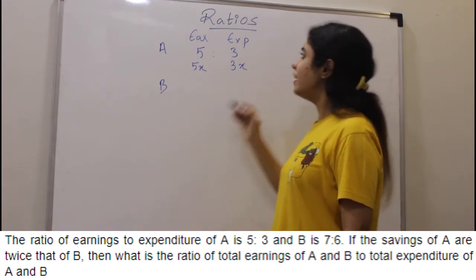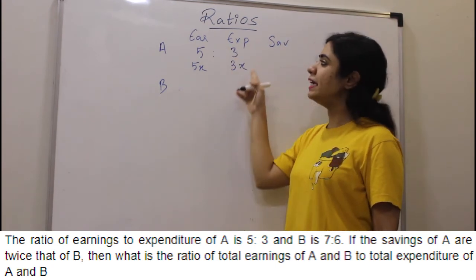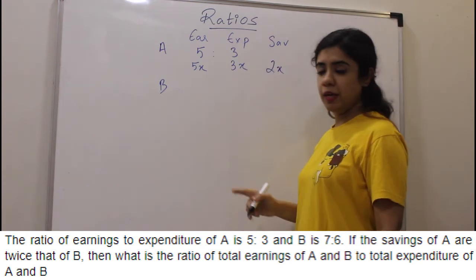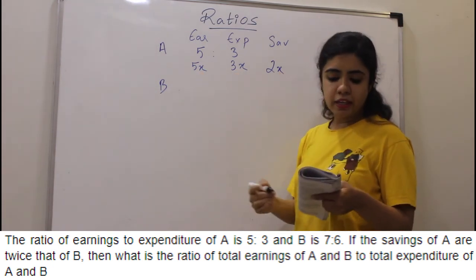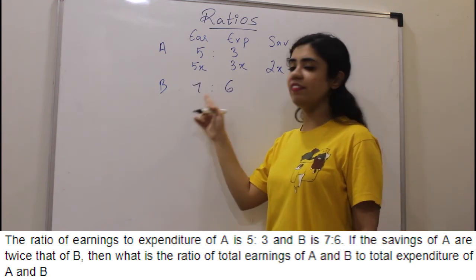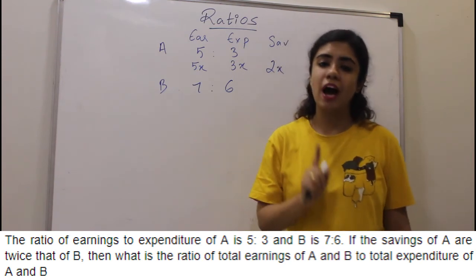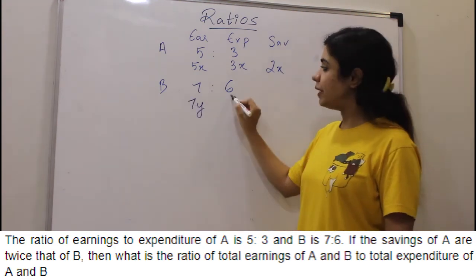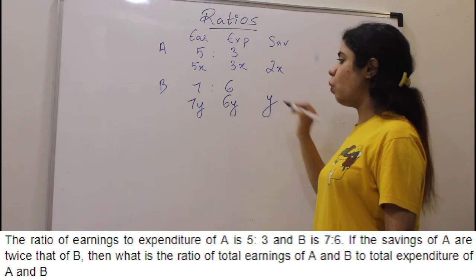So if A earns 5x, A is spending 3x. ठीक है? If I ask you what is A saving? उसने कमाया 5x, उसने spend किया 3x. तो उसने save कितना किया? उसने save किया 2x. Because your spending plus saving is your earning. ठीक है? Now B का ratio is 7:6. Now you cannot take this as 7x and 6x. You cannot take the same common factor because they are different ratios. So you have to take different variables. So if B is earning 7y, B is spending 6y. So B is saving how much? B will be saving only y.